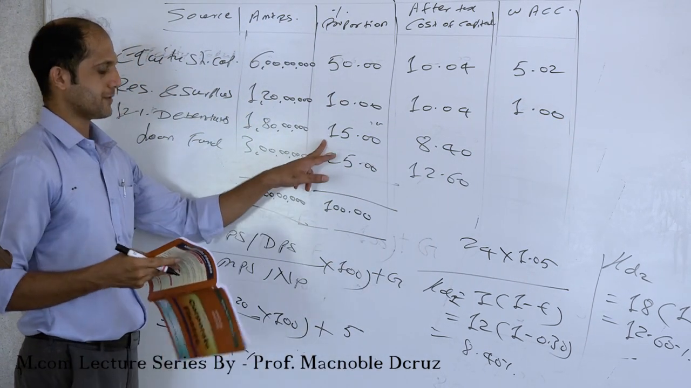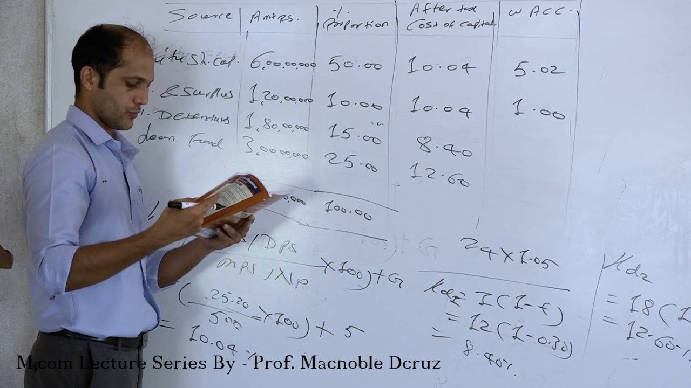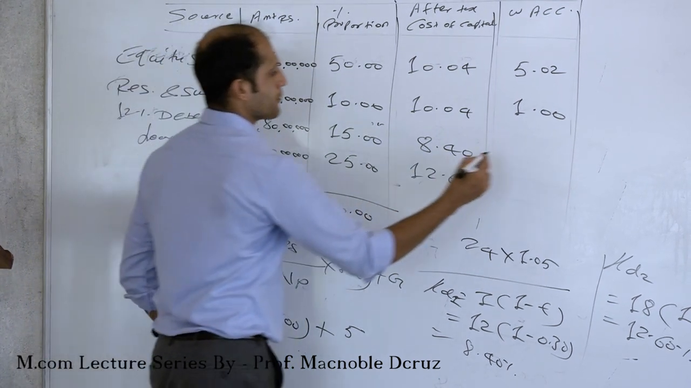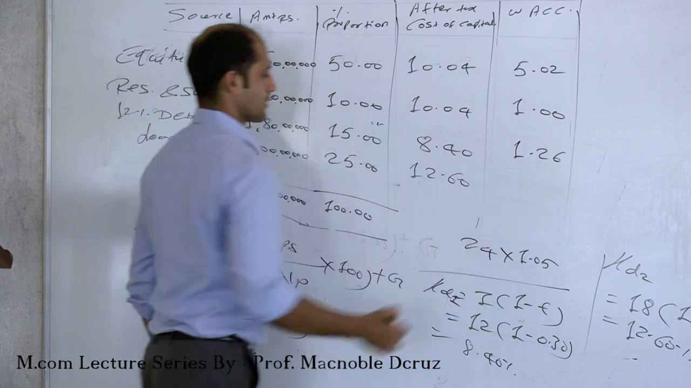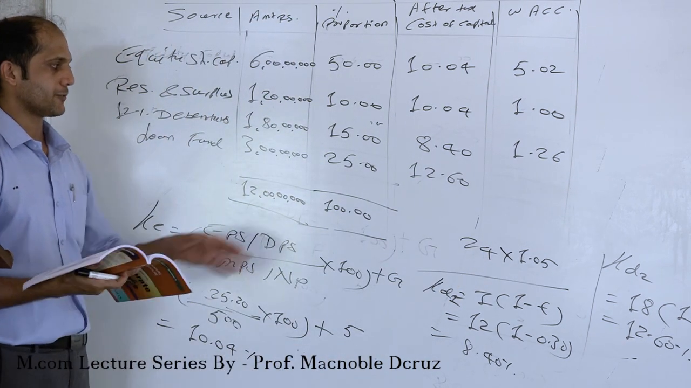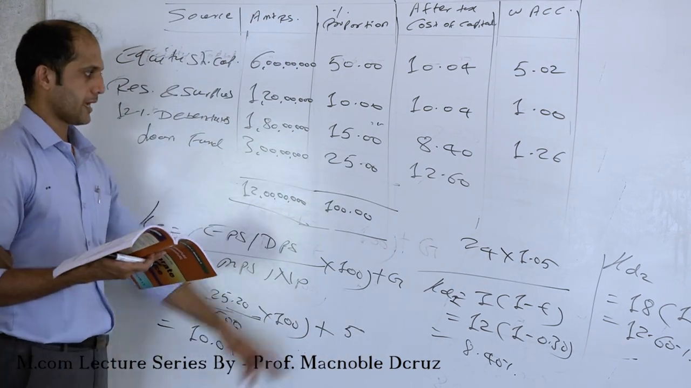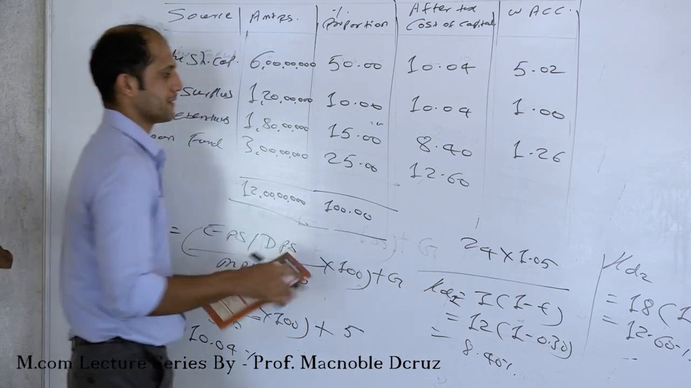8.4 into 50. So it will come 1.26. Please calculate and compute it. You will get the value, and here it will come 3.50.